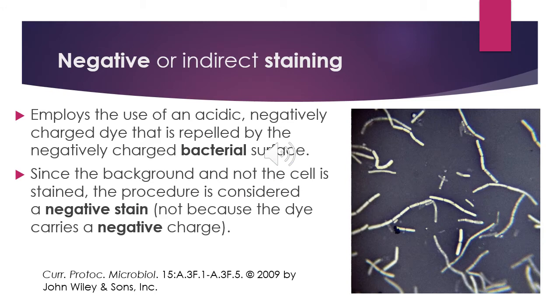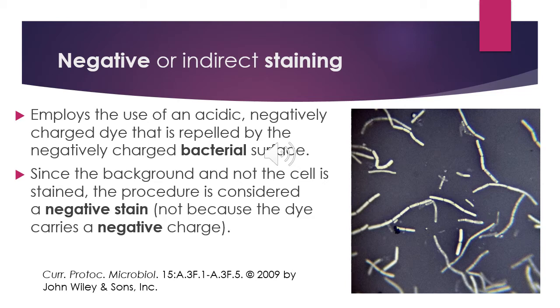Another type of special stain is the negative or indirect staining. What is good about negative or indirect staining is that it only uses one stain. The technique does not use heat fixation of the sample, hence preserving the morphology and does not distort the architecture of the organism. It also employs an acidic stain because the repulsion between the negative charges of the stain and the bacterial surface will not penetrate the cell wall. That's why you call it negative staining.